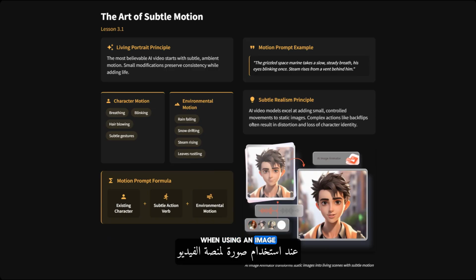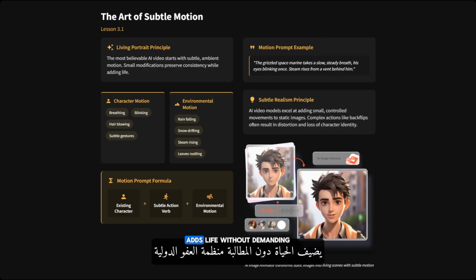When using an image-to-video platform, your prompt should complement your source image using a simple formula of existing character plus a subtle action verb plus any environmental motion. For example, with a source image of a grizzled space marine, your motion prompt would be, "The grizzled space marine takes a slow, steady breath, his eyes blinking once. Steam rises from a vent behind him."